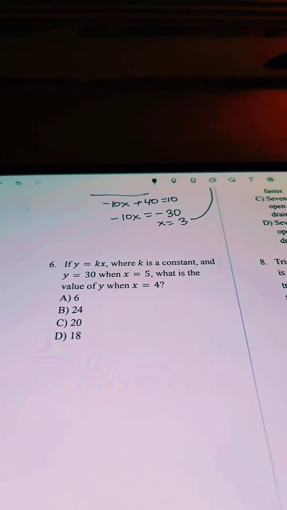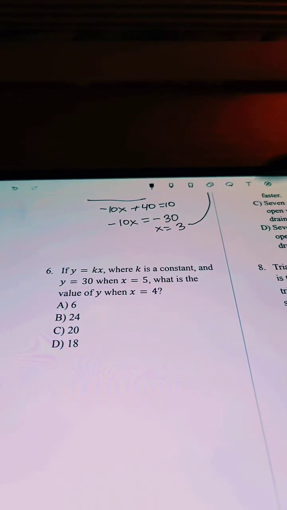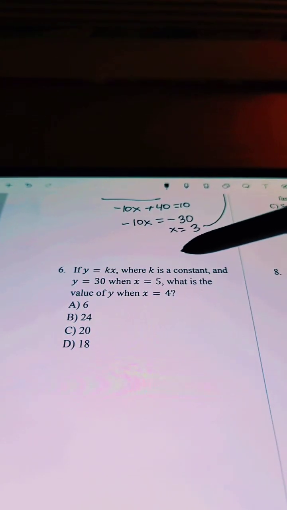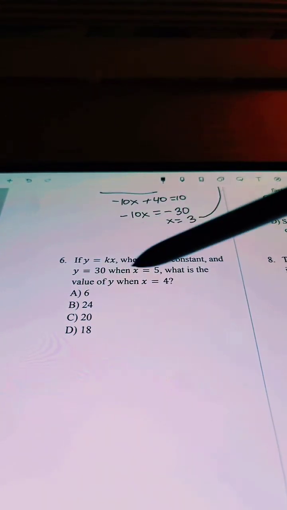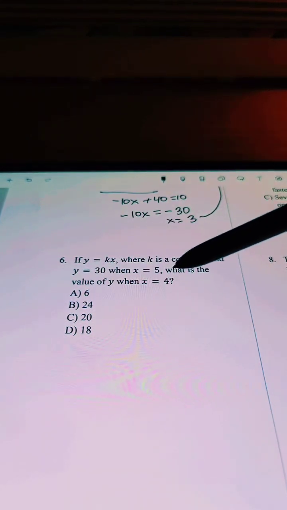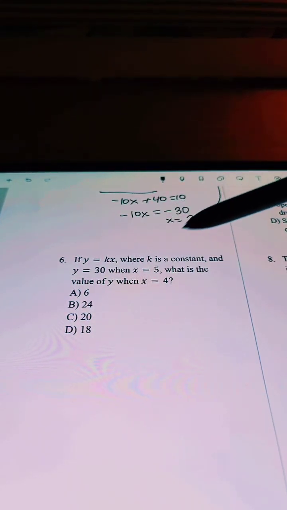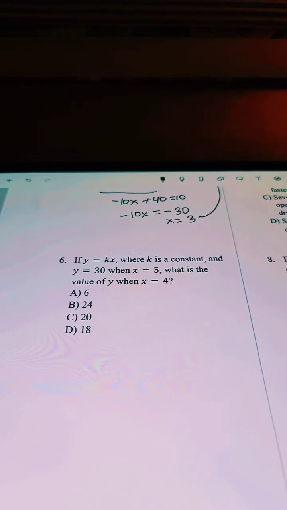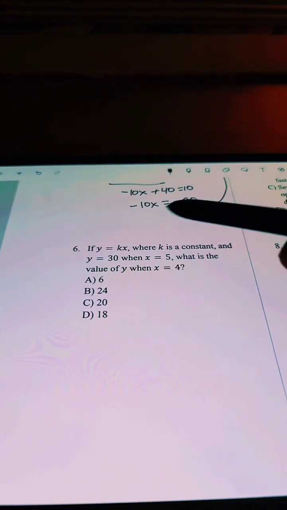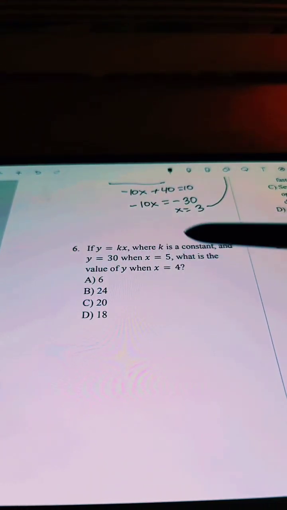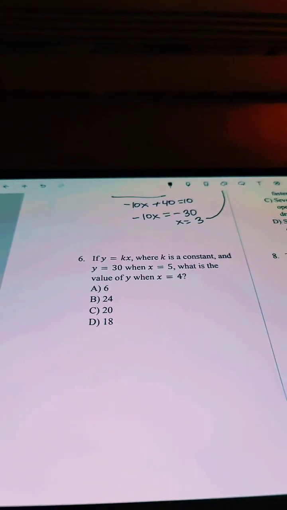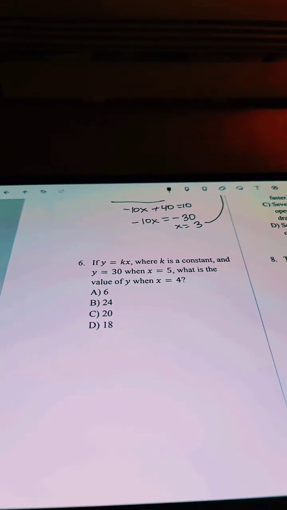Okay, so let's go to number 6. Number 6, if y is equal to kx, where k is a constant, and y is equal to 30 and x is equal to 5, what is the value of y when x is equal to 4? So this is one of those directly proportional relationships, just shown in a different way with the formula for directly proportional relationships. Y is equal to kx. What you have to do for these is you have to first figure out what k is, then plug that in for k right here, and then you have an equation that you can use to answer the question.